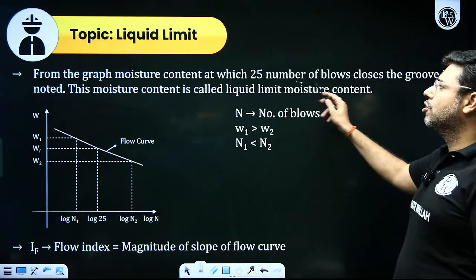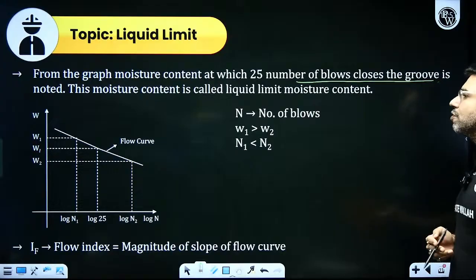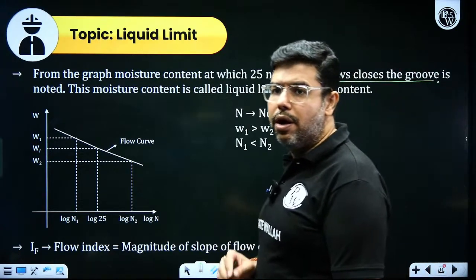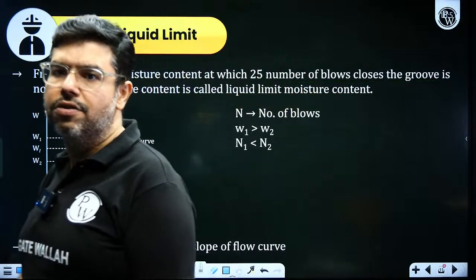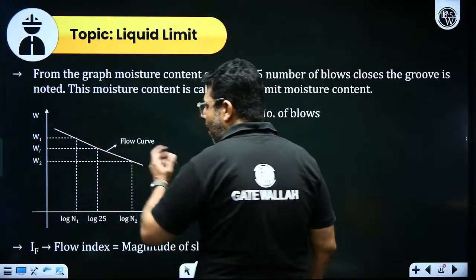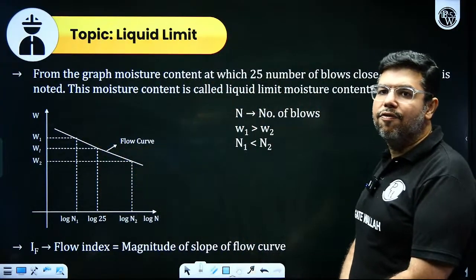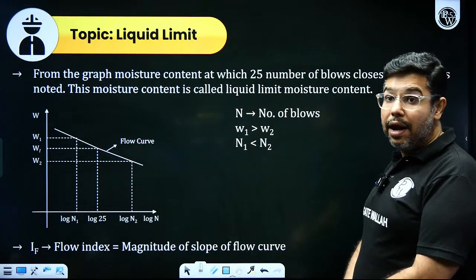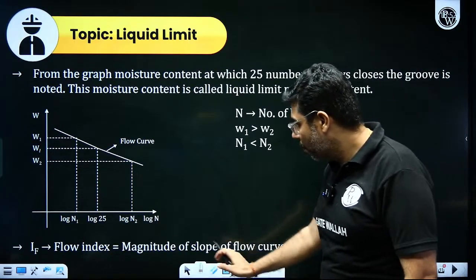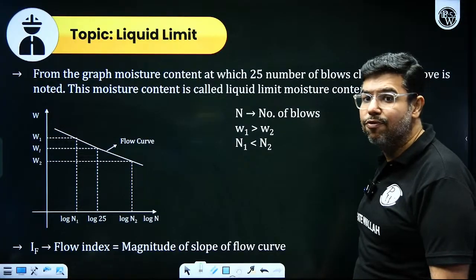From the graph, the moisture content at which 25 number of blows closes the groove is noted, and this moisture content is called the liquid limit moisture content, that is WL. Now, the straight line that we have obtained here is known as the flow curve, and the negative of its slope is known as the flow index. So, the magnitude of the slope of the flow curve is known as the flow index.